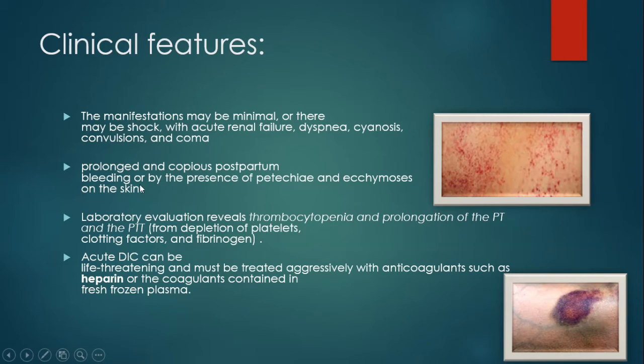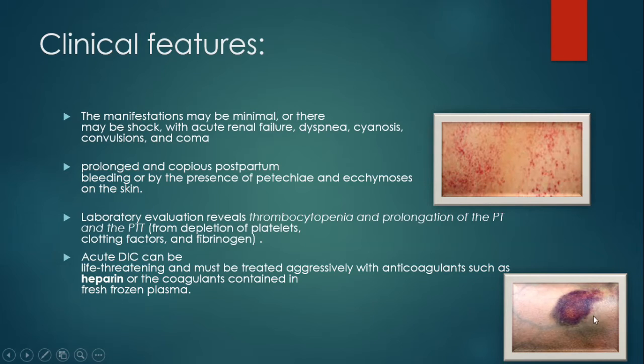So prolonged bleeding time and presence of petechiae, these are the petechiae. These are the micro hemorrhages that occur. So there is ecchymosis. These are the large hemorrhages that occur within the skin, that can be seen in this picture.